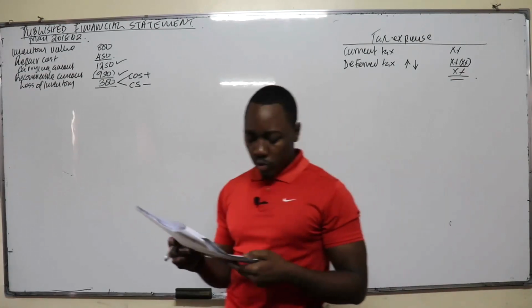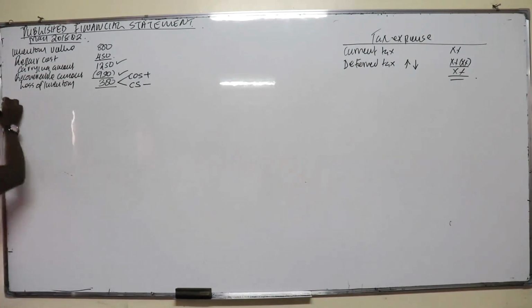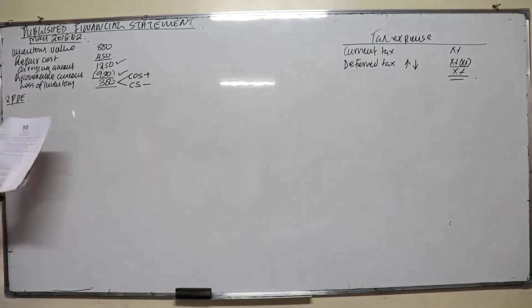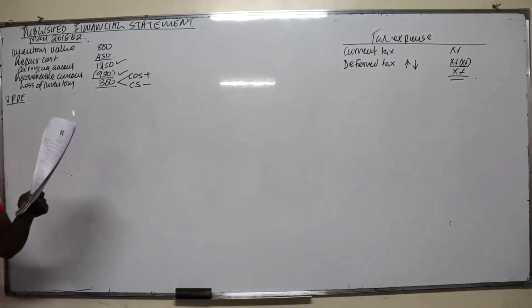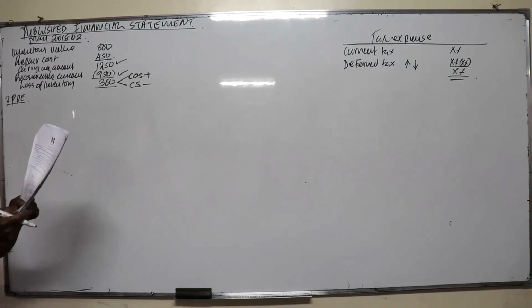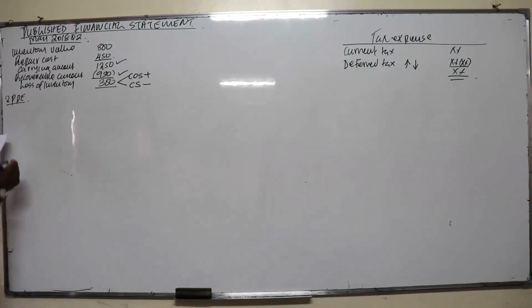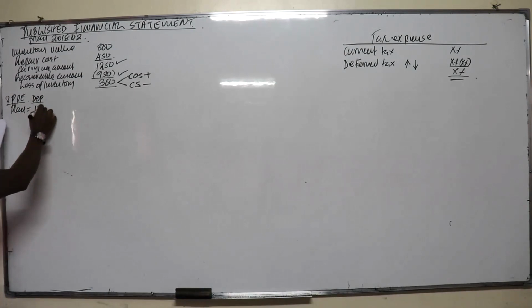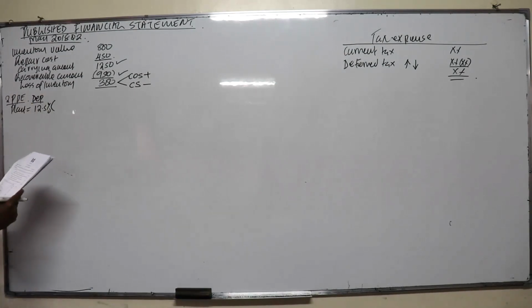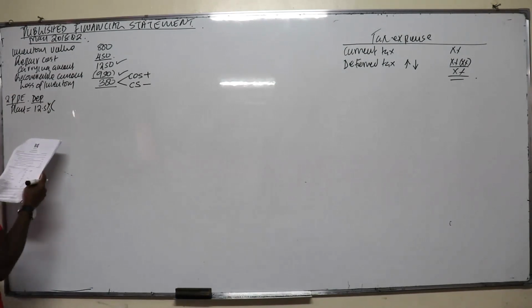So now we can go back to note number 2. Number 1, we are told that all plant, including that of joint operation, is depreciated at the rate of 12.5% per annum on reducing balance basis. So depreciation of PPE. So plant depreciated at the rate of 12.5% reducing balance. How much is the value of the plant?